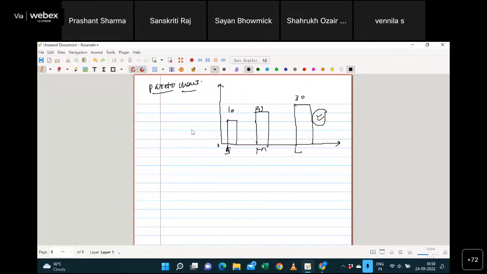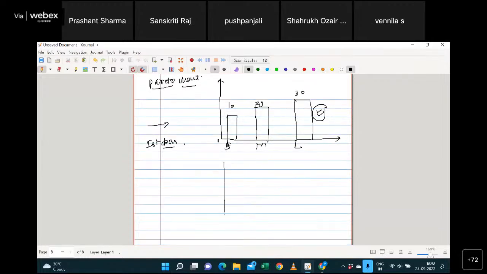It depends on how we arrange it, in ascending or descending order. Let me complete first what I was saying: the last bar in the ascending order of a Pareto chart and the first bar in the descending order of a Pareto chart will be the mode of your data set.